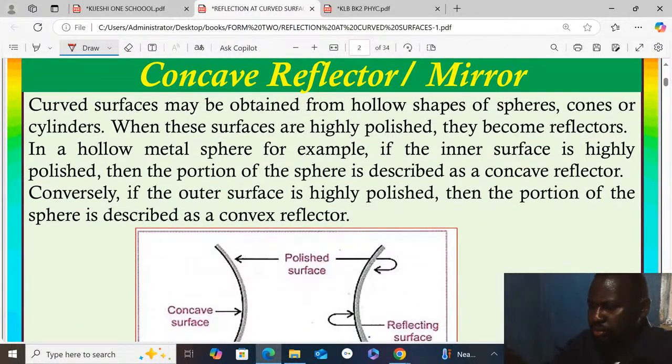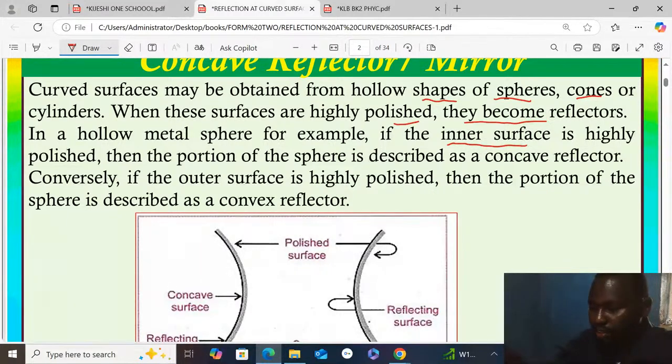Curved surfaces may be obtained from hollow shapes of spheres, cones, or cylinders. When these surfaces are highly polished, they become reflectors. In a hollow metal sphere, for example, if the inner surface is highly polished, then the portion of the sphere is described as concave reflector or mirror. Conversely, if the outer surface is highly polished, then the portion of the sphere is described as convex.